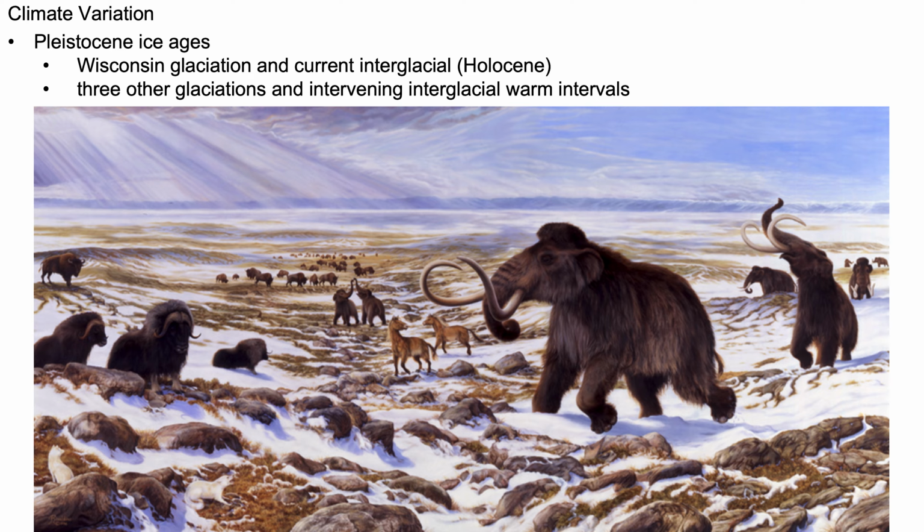A little more recently, when we talk about what most people consider to be the ice ages, we're discussing the Pleistocene ice ages. These include the Wisconsin glaciation, that's the most recent advance of glaciers, and the current interglacial, which we call the Holocene. Until about 70 years ago, we thought there were three other glaciations and three other intervals of relative warmth, the interglacials between. Emiliani in the 50s, with his isotope studies, overturned that.